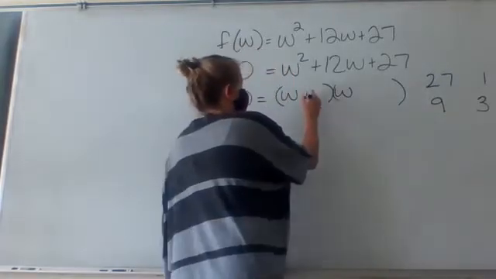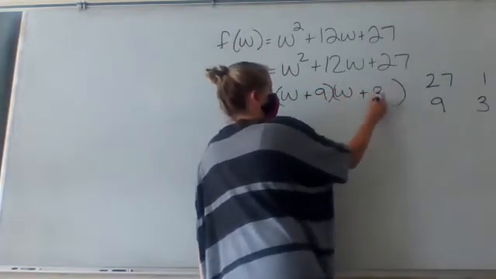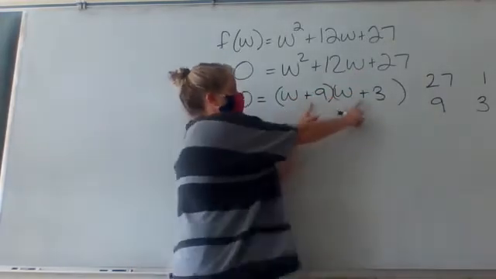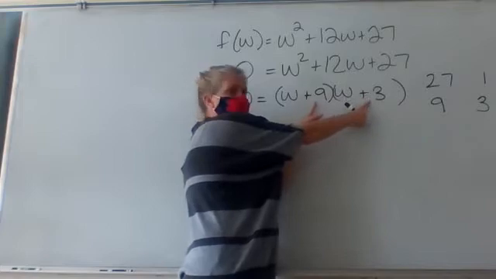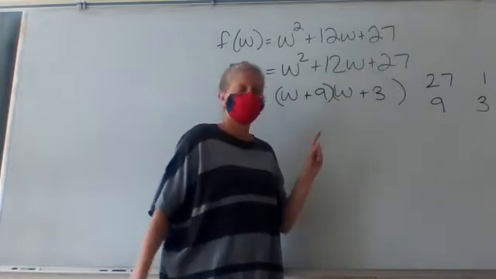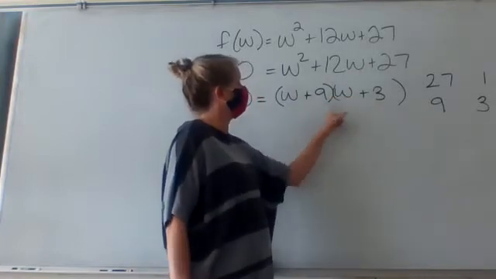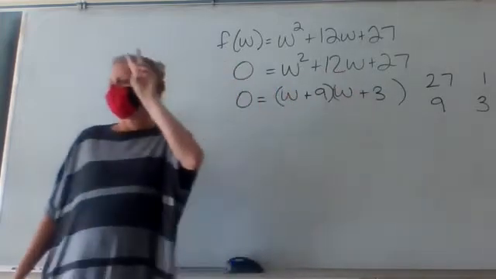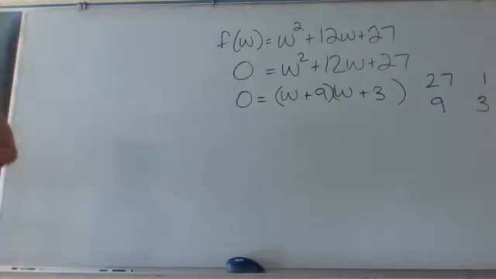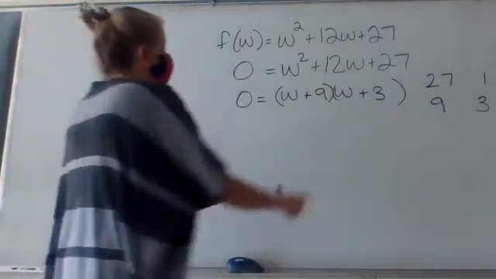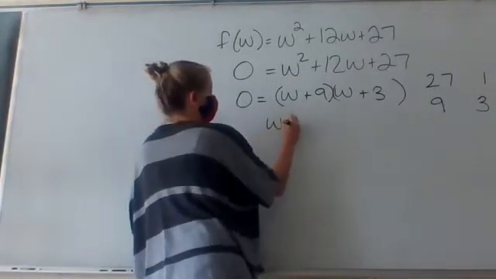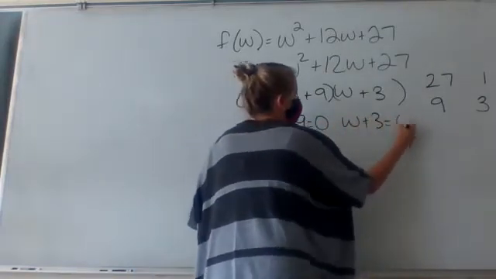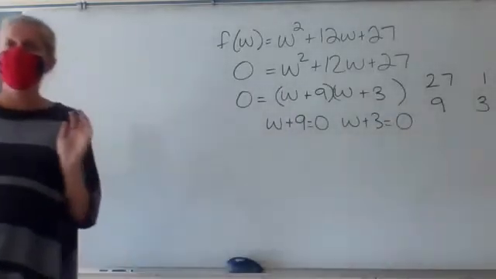So I would use plus 9 and plus 3, right? If they're going to multiply to equal positive 27, does that check? 9 times 3 does equal 27. Do those numbers also add to positive 12? 9 plus 3 is 12. So they need to do those 2 things. And then set these equal to 0. So W plus 9 equals 0, and W plus 3 equals 0.